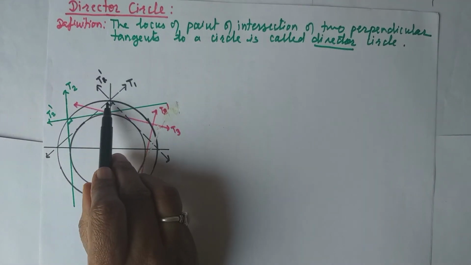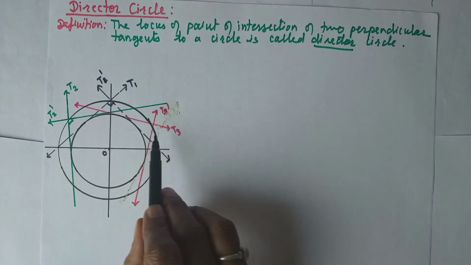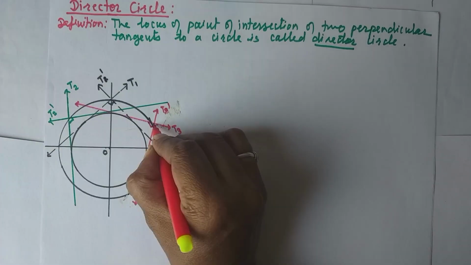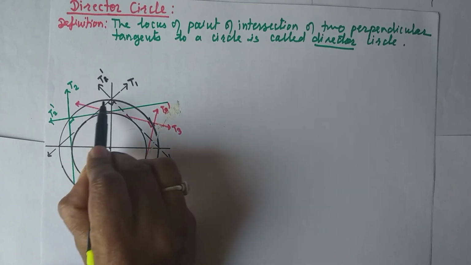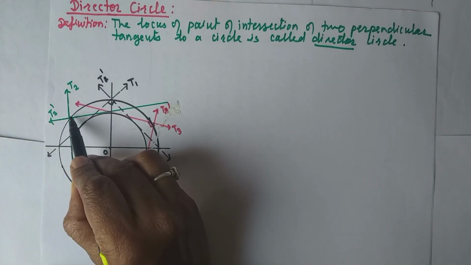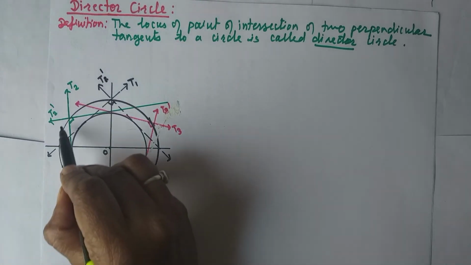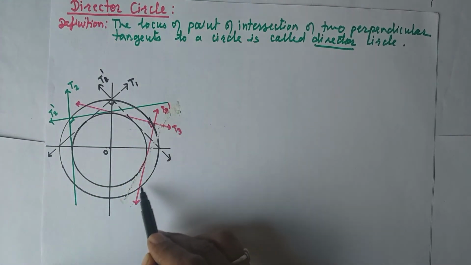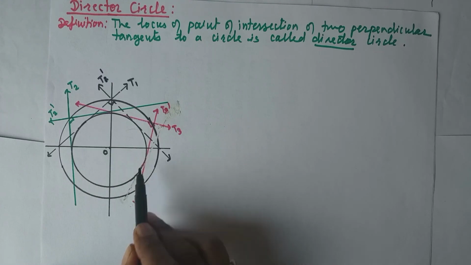See here, these two tangents are perpendicular to each other, and these two tangents are perpendicular to each other. And see, their point of intersection is what? If we draw a circle through the points of intersection of all these tangents, then we will get another circle. And this outermost circle is called the director circle of this inner circle.